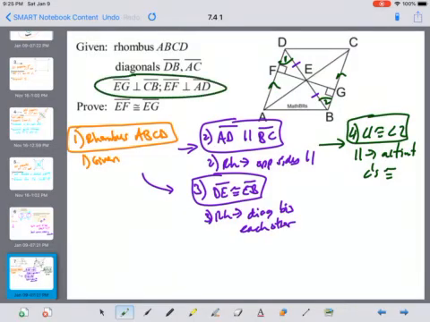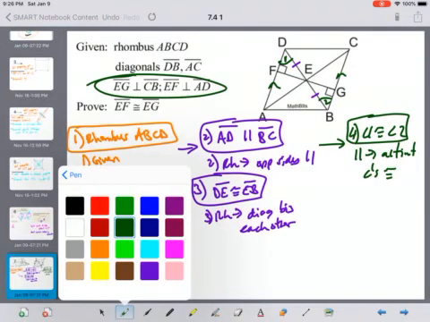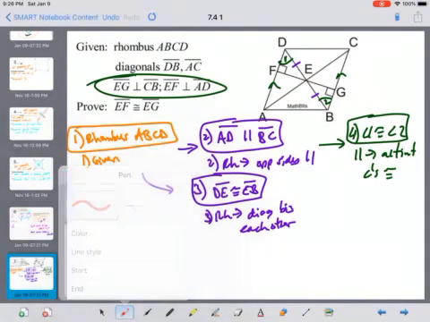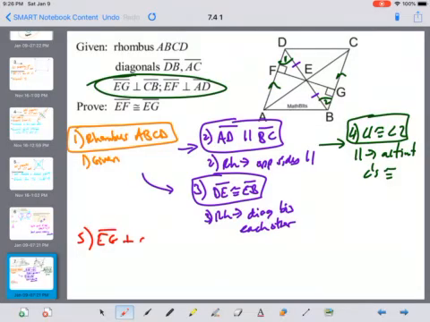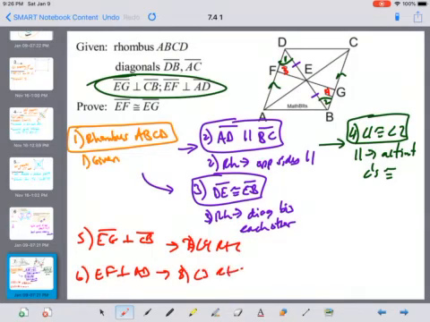Next thing we're going to do is look at the perpendicular things, which are actually marked in the diagram as well, because we're going to have the right angles there. So we will say that EG is perpendicular to CB, as well as EF is perpendicular to AD. And I'll label those angles 3 and 4. The first one would imply that angle 4 is a right angle. And then the other one would imply that angle 3 is a right angle.